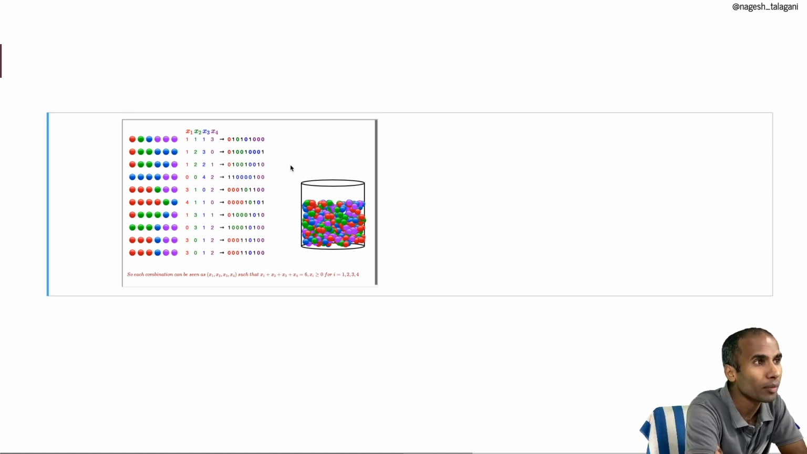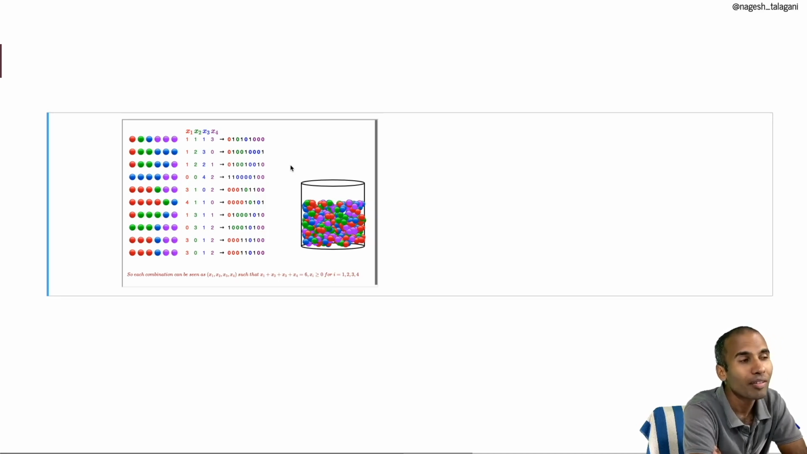Here we can observe something. Each binary string is of length 9 with exactly 3 ones. And in fact, for any given combination, I can produce a binary string of length 9 with 3 ones. For any given binary string of length 9 with exactly 3 ones, there is a corresponding combination we can produce. So there is a bijection between these combinations and binary strings of length 9 with 3 ones.